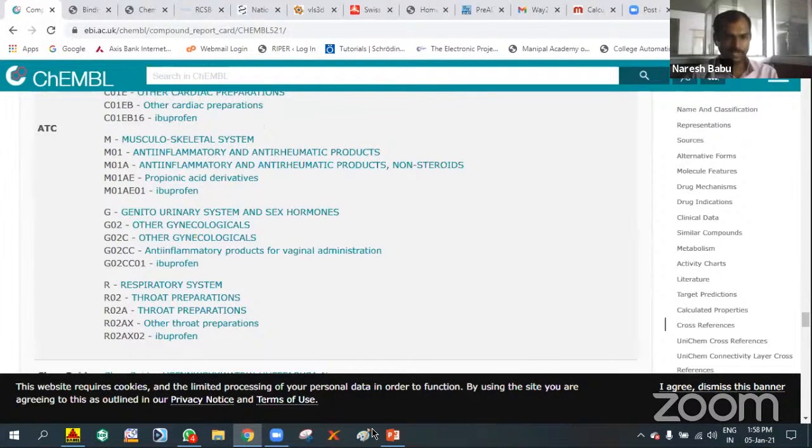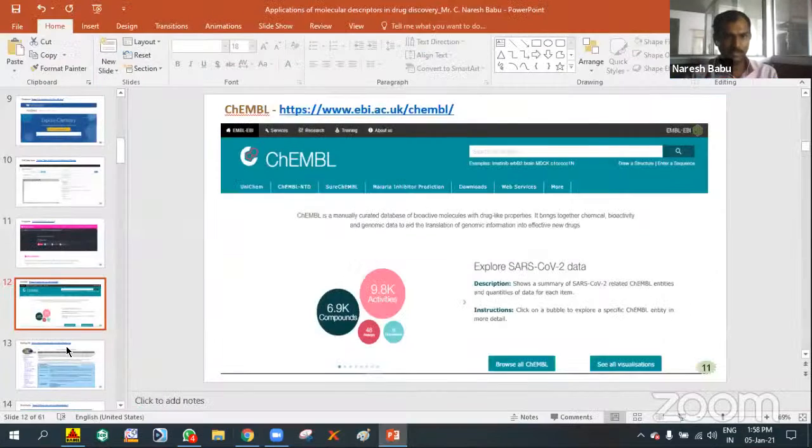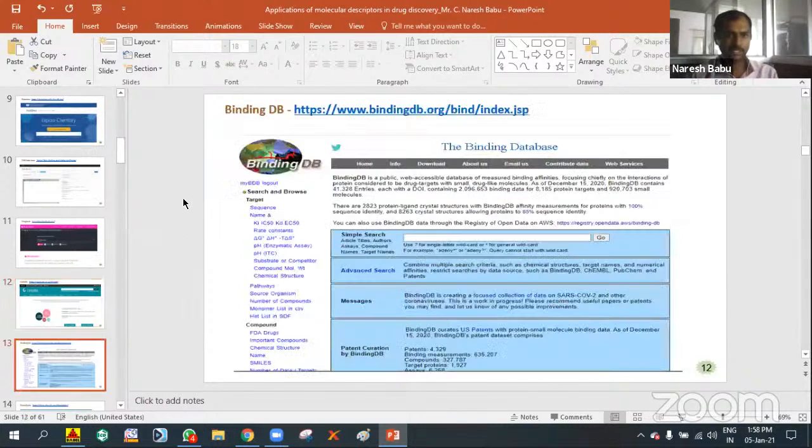So this is a database, ChEMBL, and BindingDB. It is another chemical database, the Binding Database. It is a public and accessible database of measured binding affinities. So we can find the binding affinities, focusing chiefly on the interactions of proteins, considering the drug targets.